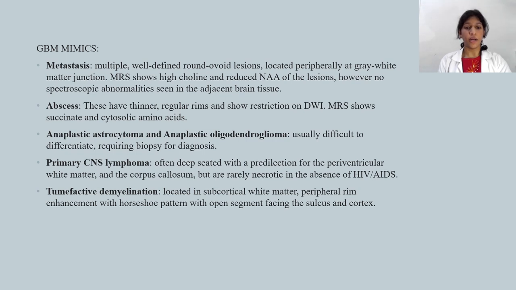Anaplastic astrocytoma and anaplastic oligodendroglioma are usually difficult to differentiate, requiring biopsy for diagnosis. Primary CNS lymphoma, often deep-seated with a predilection for the periventricular white matter and corpus callosum, but are rarely necrotic in the absence of HIV/AIDS. Tumefactive demyelination is located in subcortical white matter. Peripheral rim enhancement with a horseshoe pattern, open segment facing the sulcus and cortex is seen.